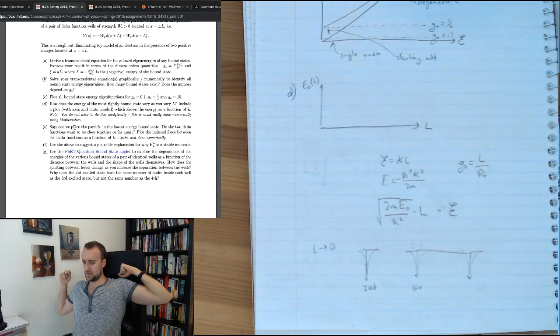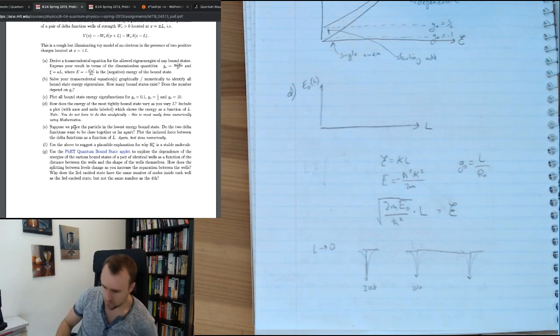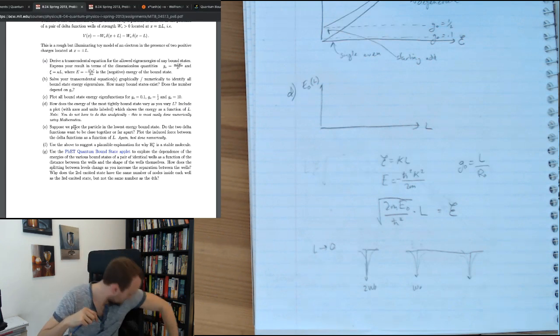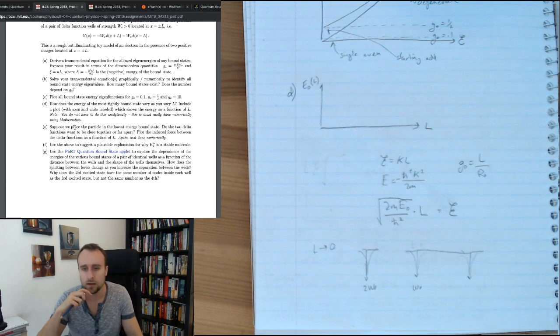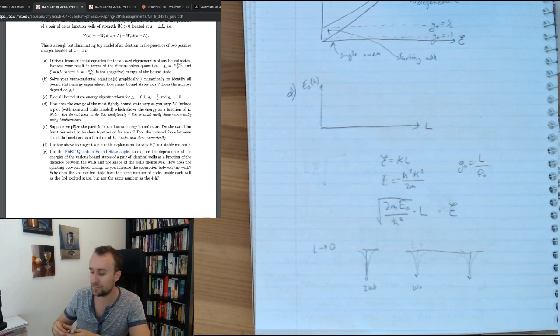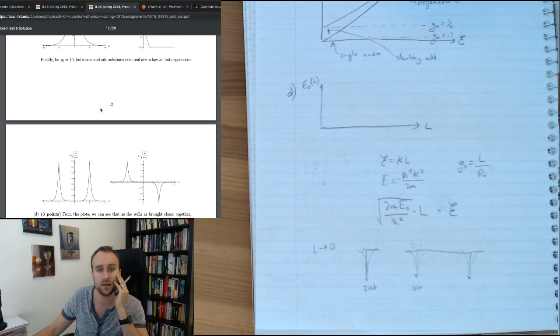I'm feeling somewhat stuck on this here. Plot the induced force between. Okay, so we're doing this. How does the energy of the most tightly bound state vary as you vary L? Yeah, I don't know. This question here is just killing me, so I'm going to go to the answer.